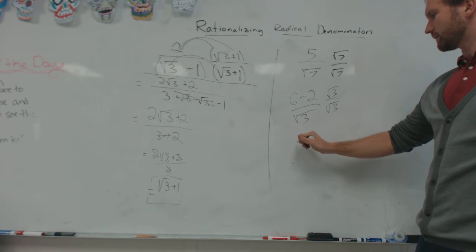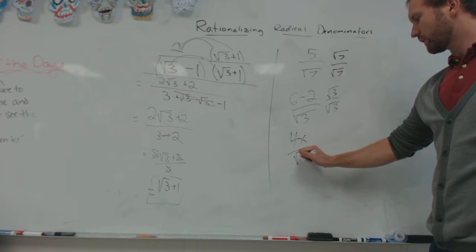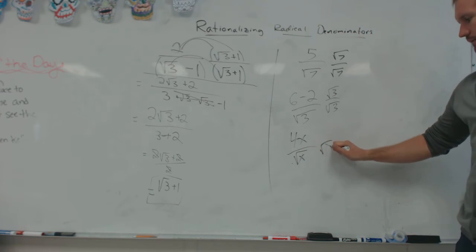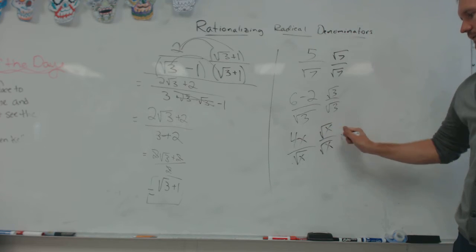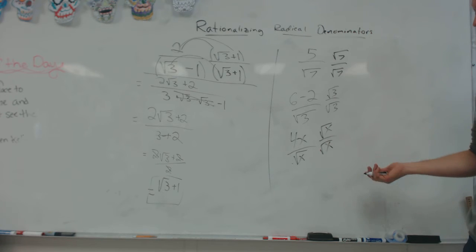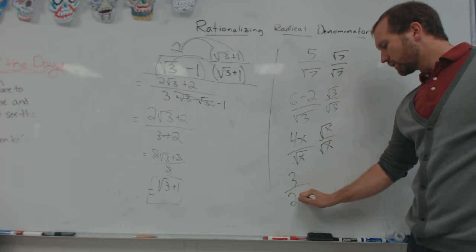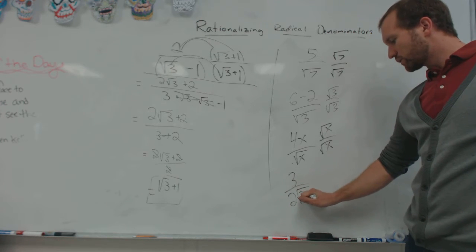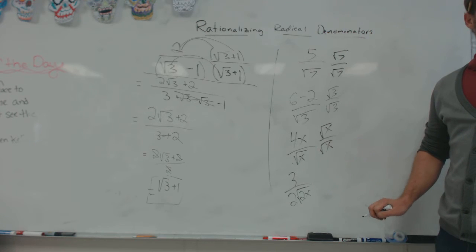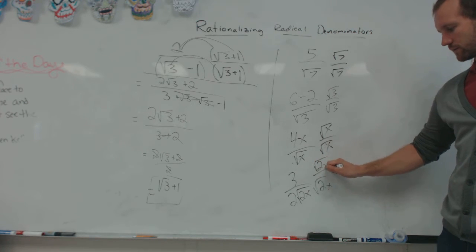What if I had this? 4x over the square root of x. What would you multiply by? Square root of x over the square root of x. So sometimes you will see variables with these, but it doesn't really change very much. So what if I had like 3 over 2 square roots of 2x? What would you multiply this by to clear that? Square root of 2x over the square root of 2x.